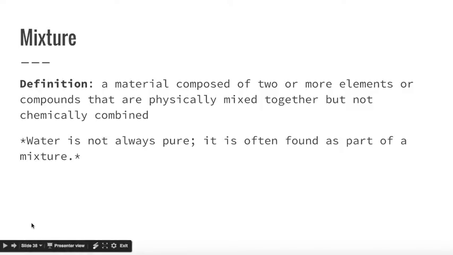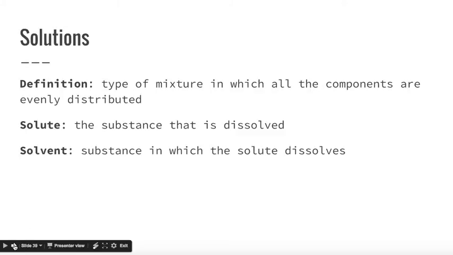Water is not always pure. It is actually often found as part of a mixture. It's more often found as part of a mixture than in its pure form in nature. Solutions are a type of mixture in which all the components are evenly distributed. So the solute is the substance that dissolves, and the solvent is the substance in which the solute dissolves.